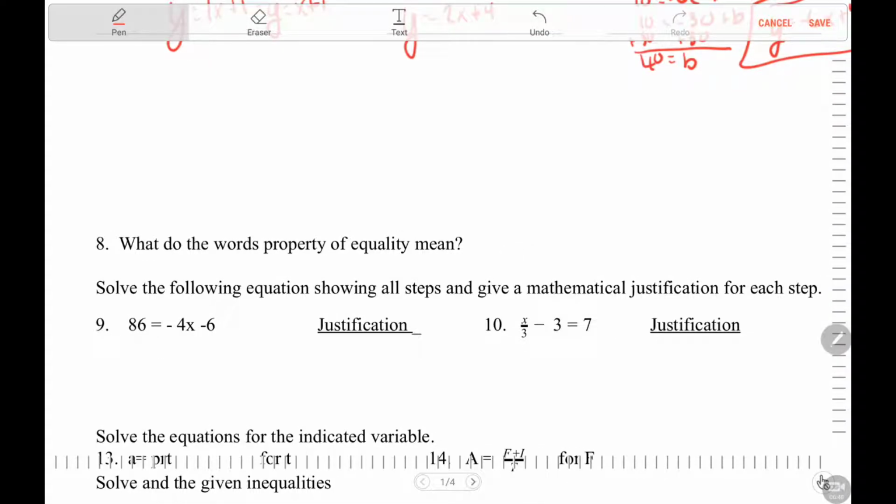All right, so what do the words property of equality mean? That means you will be performing an operation on both sides of an equation. Okay.